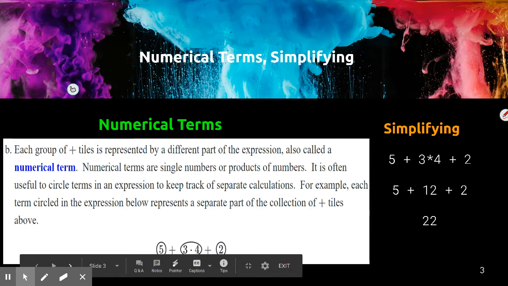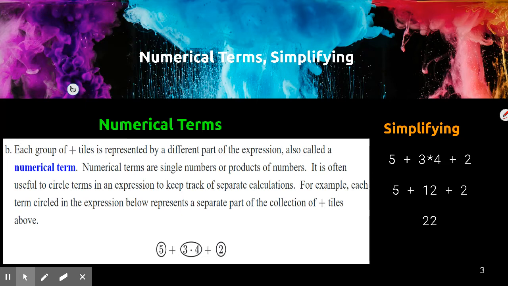All right, so starting off with numerical terms. Over here we see in green it says each group of positive tiles is represented by a different part of the expression, also called a numerical term. Numerical terms are single numbers or products of numbers. It is often useful to circle terms in an expression to keep track of separate calculations. For example, each term circled in the expression below represents a separate part of the collection of positive tiles above.